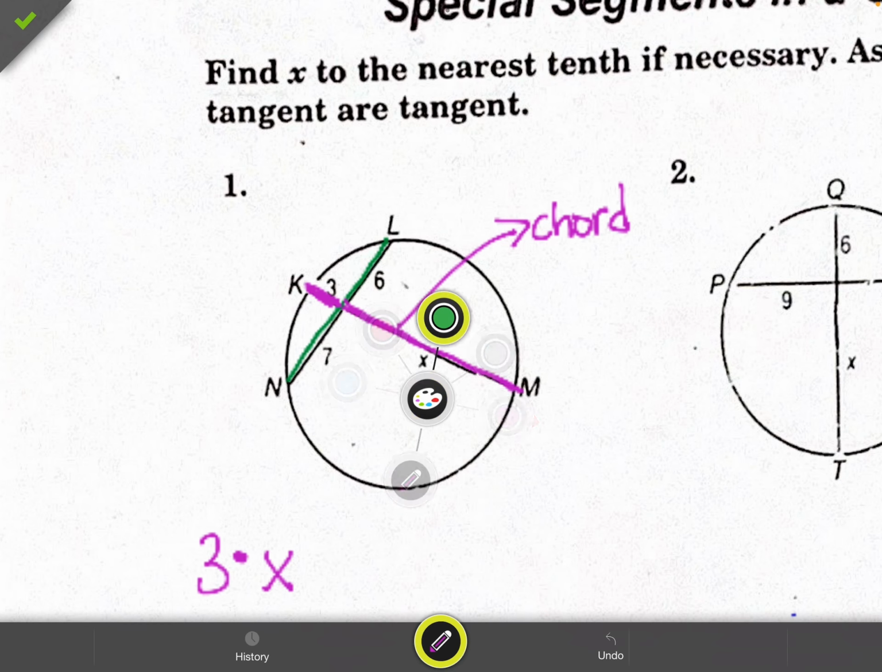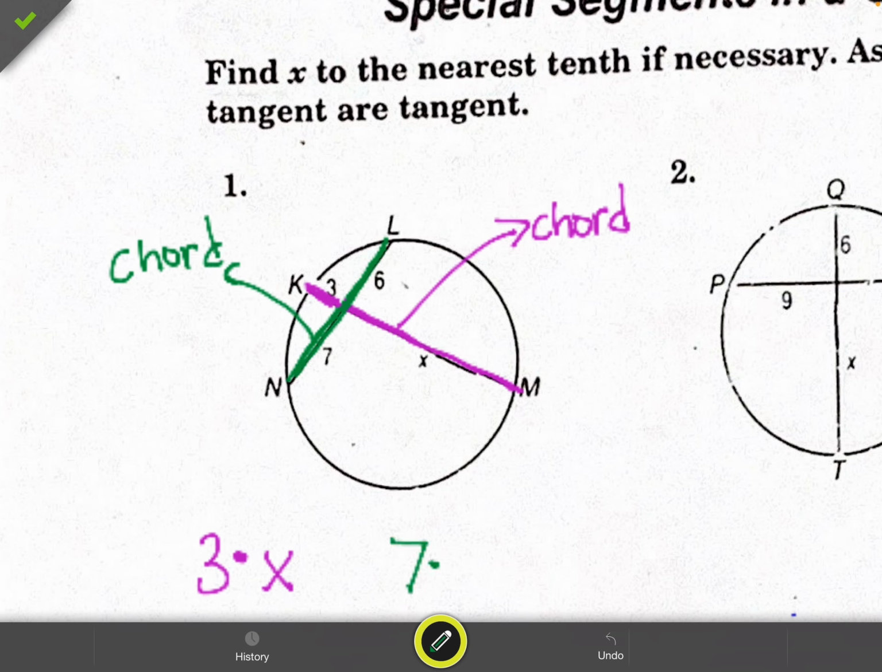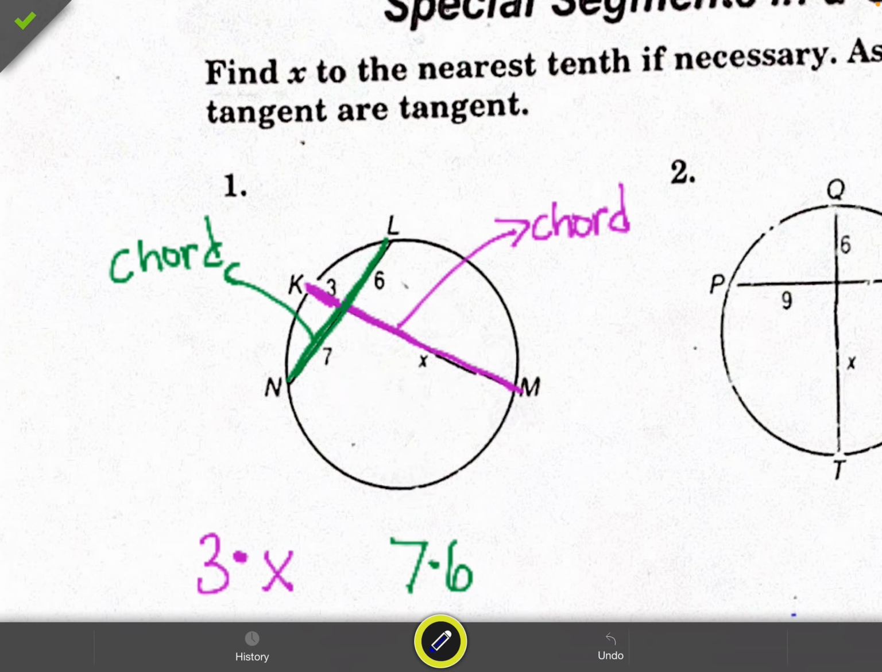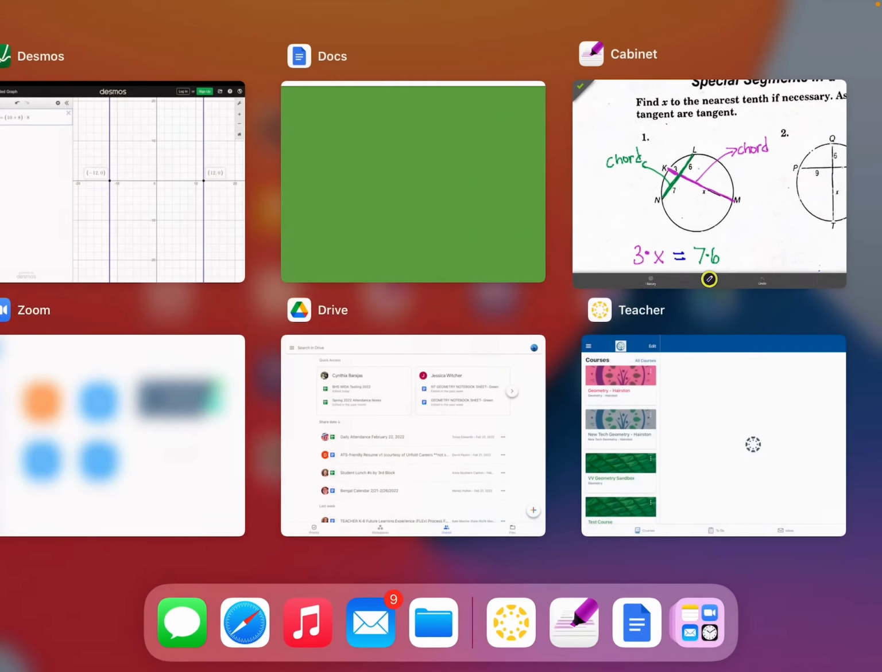So now I'm going to look at my other segment, which I have colored green. I look, okay, 7 is one piece, 6 is the other piece. They're both inside my circle. So again, this is another chord. To set up the chord, we say piece times piece. So 7 times 6, and of course you could say 6 times 7. And now that we've set that segment up, we're just going to set them equal. Then we're just going to type them into Desmos and see what Desmos gives us.